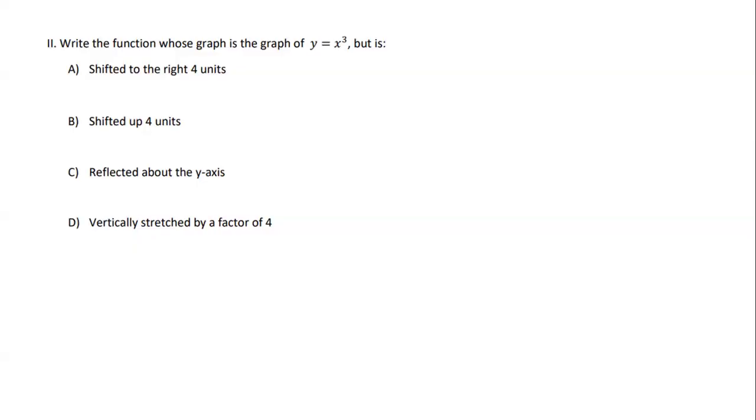Okay, so it says write the function whose graph is the graph of y equals x to the third. All right, so remember x to the third, it looks something like this, right? It looks like an S or like being stretched out. Okay, so that's x to the third power. So we want to shift to the right 4 units, so that means we want to go to the right. So remember that deals with the parentheses, and it's always the opposite of what you think. All right, so we would think we would add 4, but actually it's going to subtract 4. Okay, so this would be y is equal to x minus 4 raised to the third power.